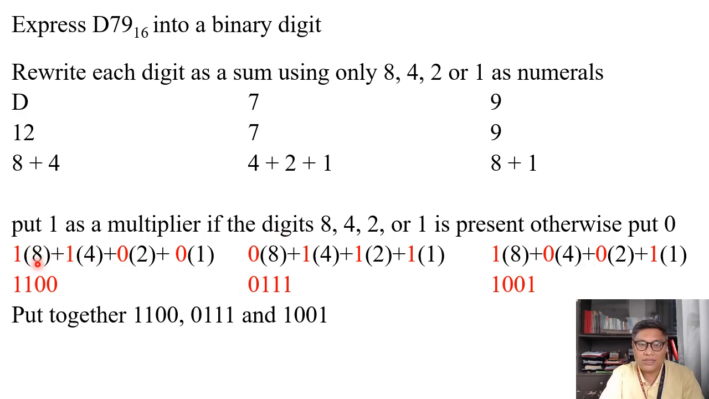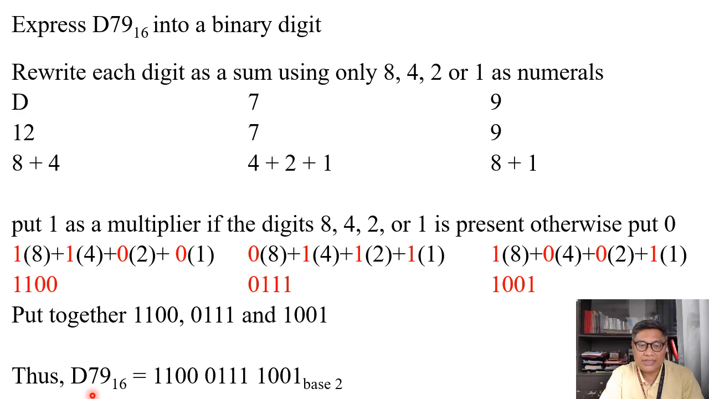Then all we have to do is get these binary digits, combinations of 1 and 0. So we have here 1, 1, 0, 0. We have here 0, 1, 1, 1. Then we have 1, 0, 0, 1. So put them all together, and that will now be the answer for D79 base 16 as the binary result. So D79 base 16 is the same as 110001111001 base 2.